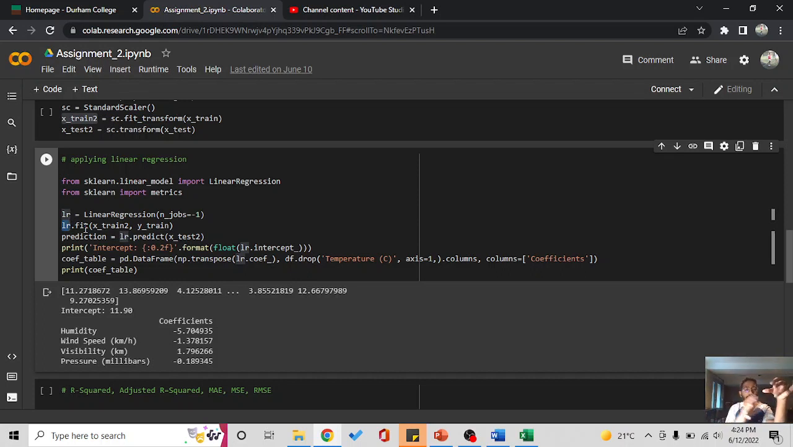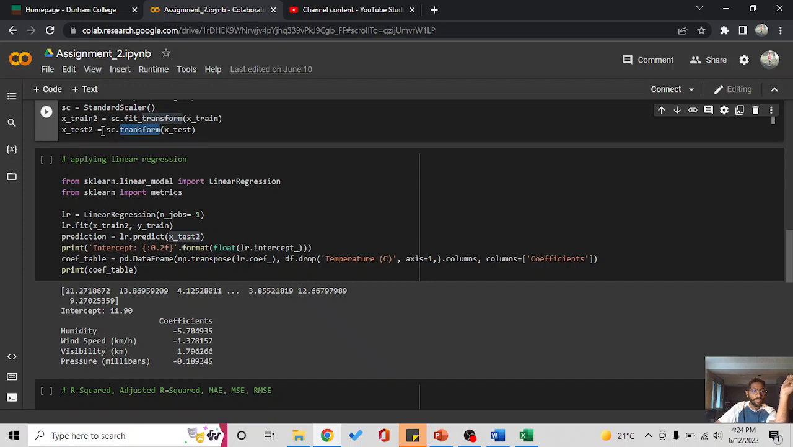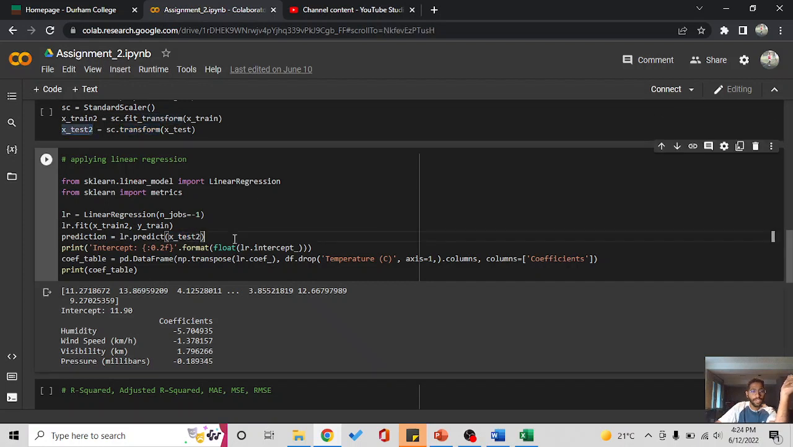It's understood what's going on in the background between x and y, how y is related to x. Now that we have it, we can use it to predict x test 2. Again, we have scaled it, so I'm going to put it into a variable called prediction, and now we have the predicted values for x test 2.